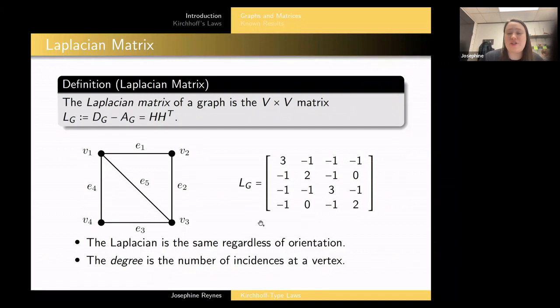And what's nice is that the Laplacian is going to be the same regardless of the orientation you chose. So every orientation will provide us with the same Laplacian. And another way we like to think about degrees regarding the incidence matrix is it's the number of incidences that appear at a certain vertex.